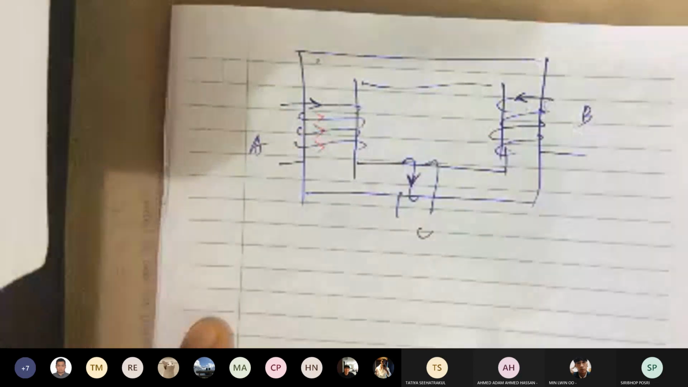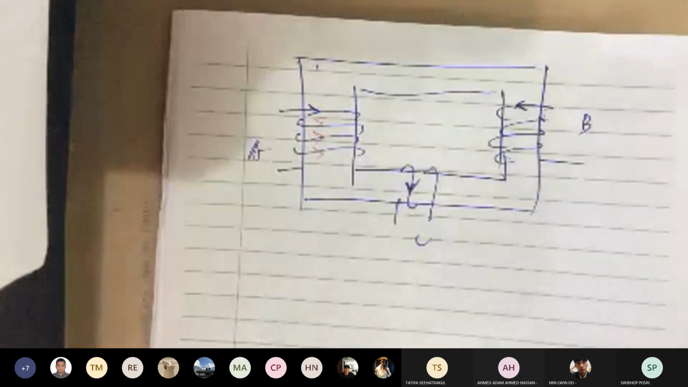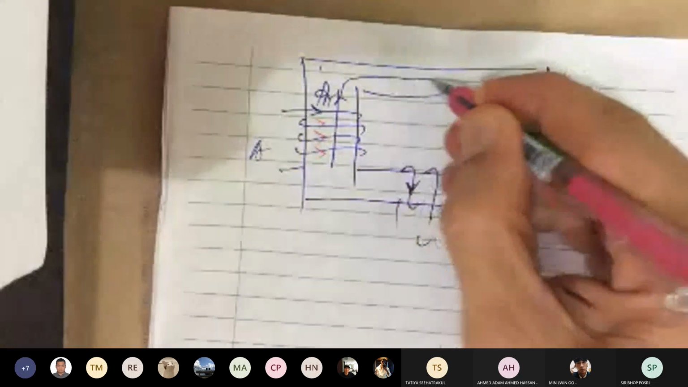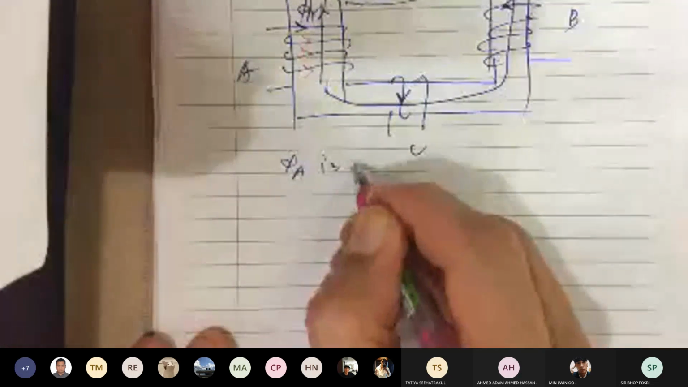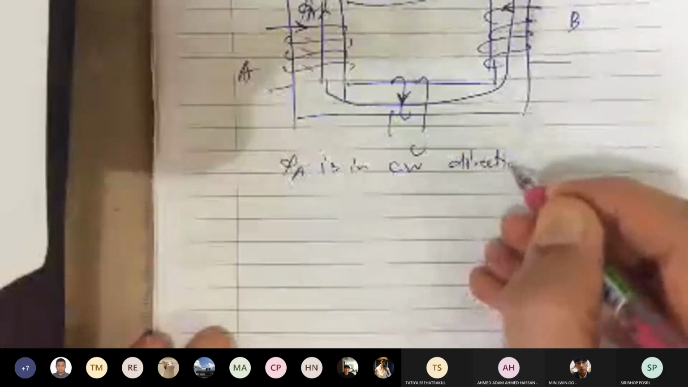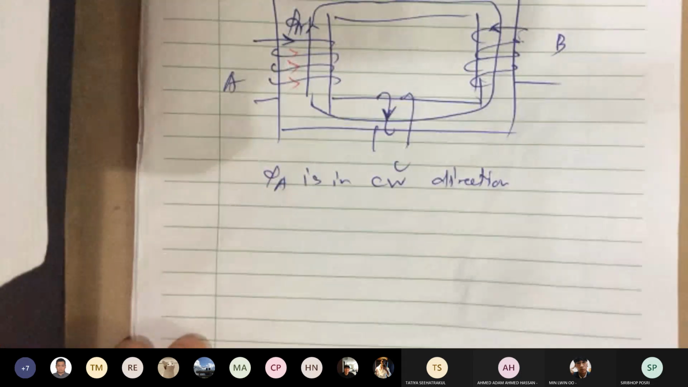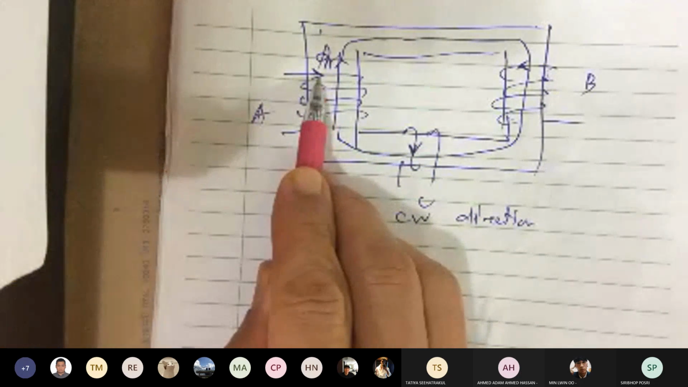For coil A, right hand rule. See? Wrap around, going up. So phi A would go starting up and continue with the core structure. Okay, so phi A is in the CW direction. You must use the right hand rule, and you must know the flow of the current direction in the coil.